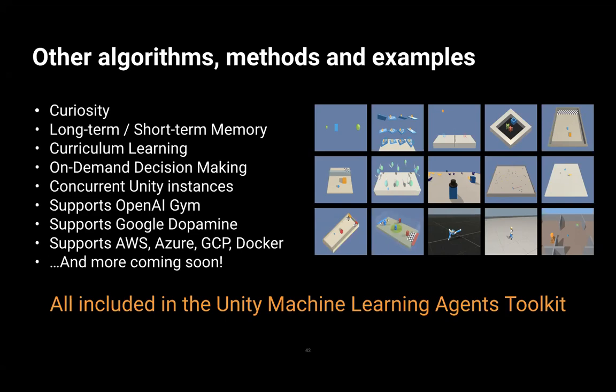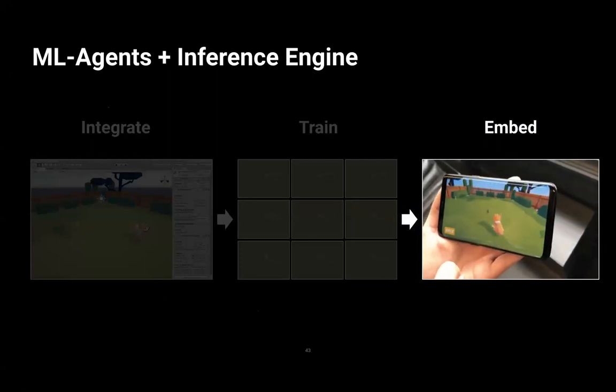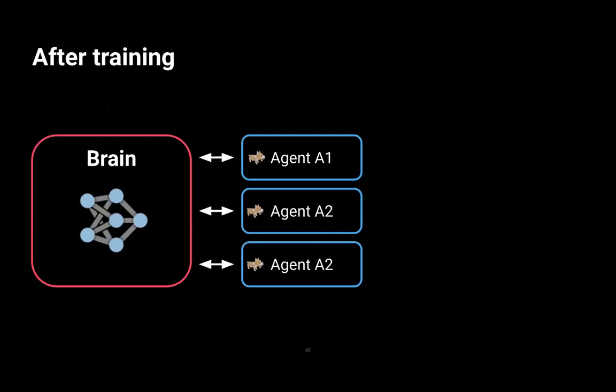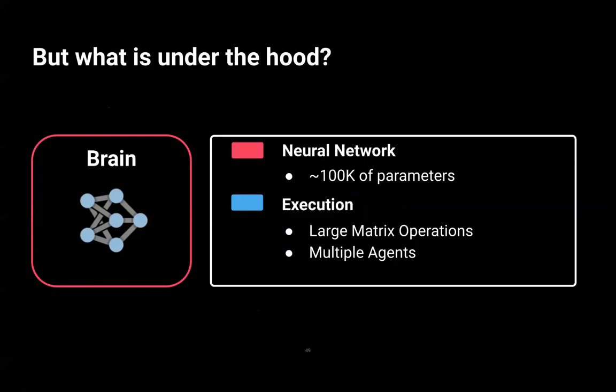All right, so now we've covered training, we've covered integration. Now you want to go deploy that in a real game on a real device. How do you do that? Well, after you train your agent and you have a brain that you like, it's controlling the agents, it's doing the thing that you want. But what's under the hood? It's a neural network, right? And if it was a visual neural network, a convolutional neural network, it could have hundreds of thousands to millions of parameters. And you need to do these large matrix operations across many, many agents in real time, right?